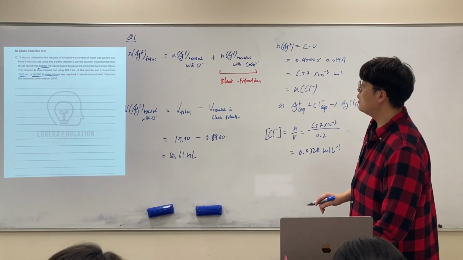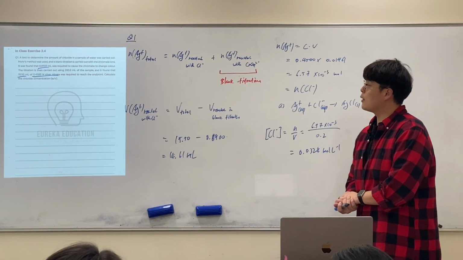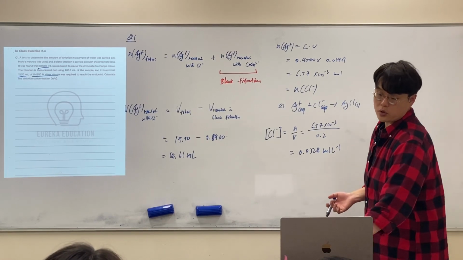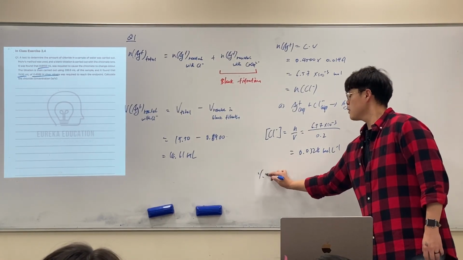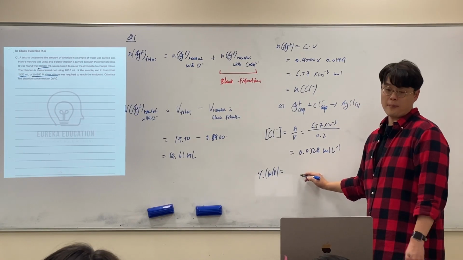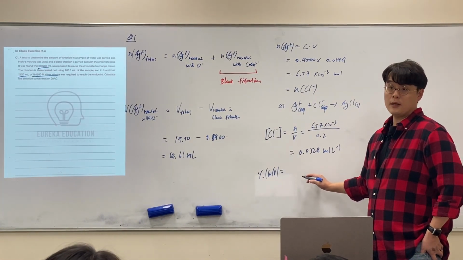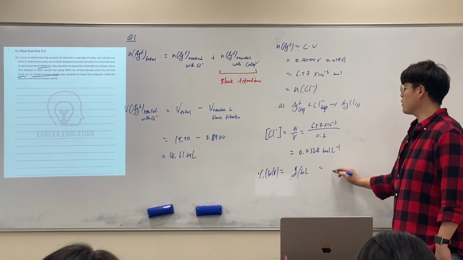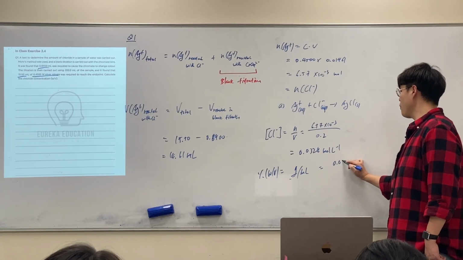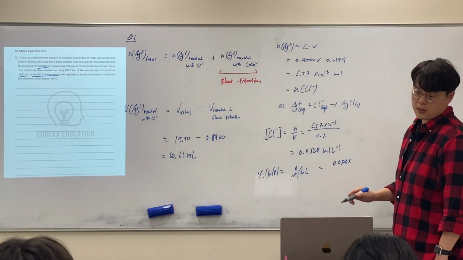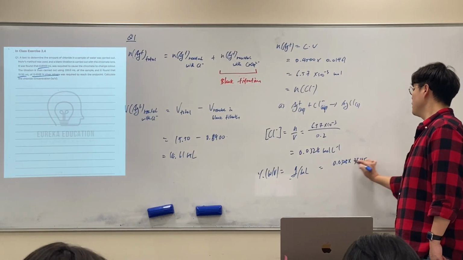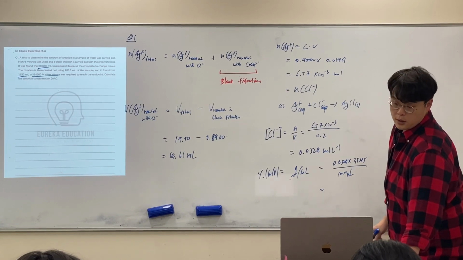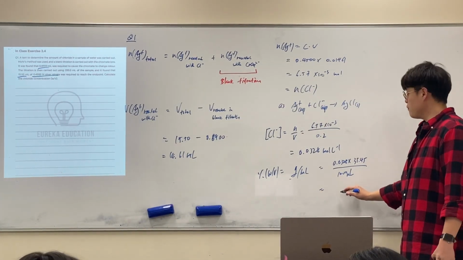Okay, we're not done yet. We still need to find the chloride in weight per volume. So how to find it in weight per volume? To convert that, weight per volume is the same as what? Gram per milliliter, isn't it? Percentage. So we have to find the grams from here. So that's 0.0328 times the molar mass of this, which is 35.45, divided by 1,000 milliliter.